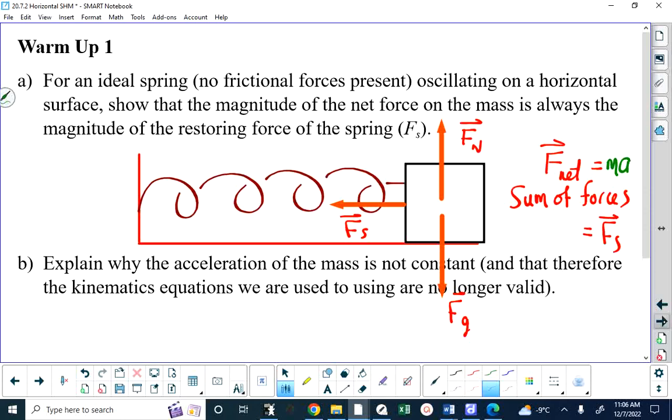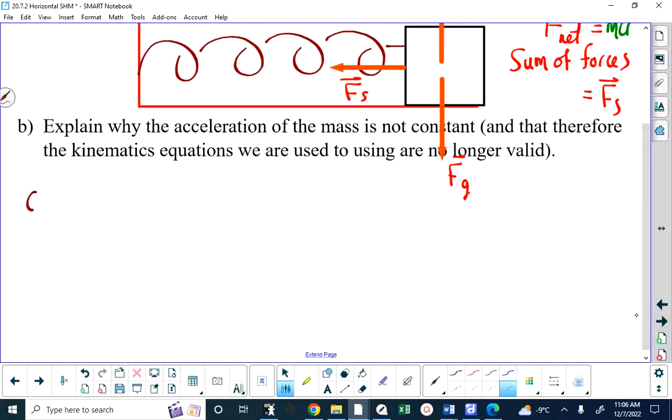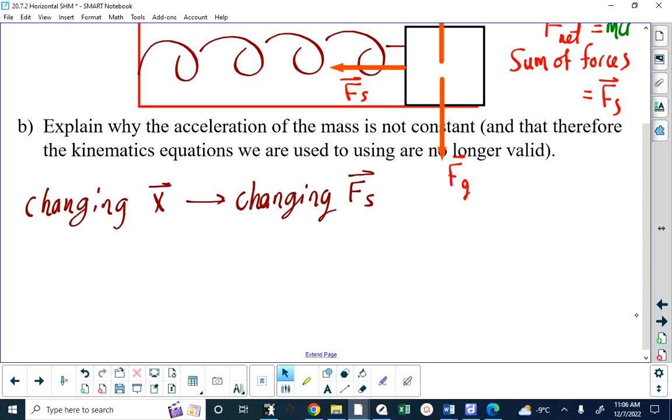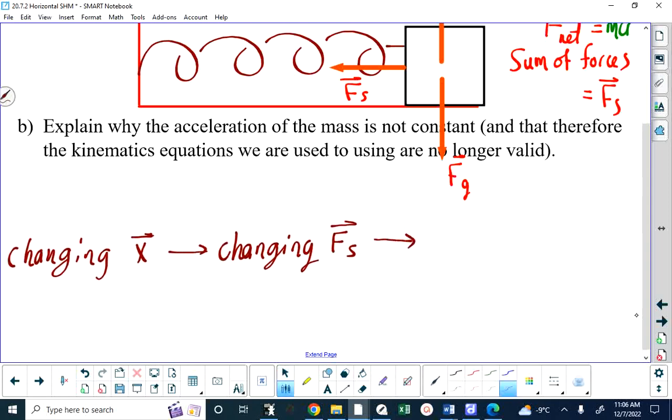So because the force acting on the mass changes, the acceleration will change because acceleration is determined by the net force. So if you have a changing position, then you will produce a changing spring force, which will produce a changing net force, which will produce a changing acceleration.